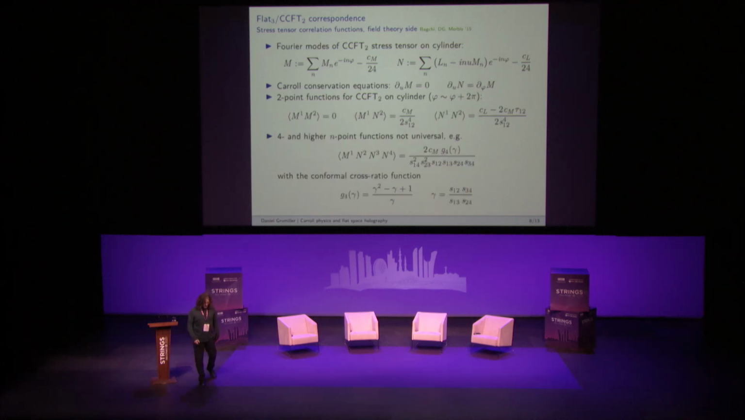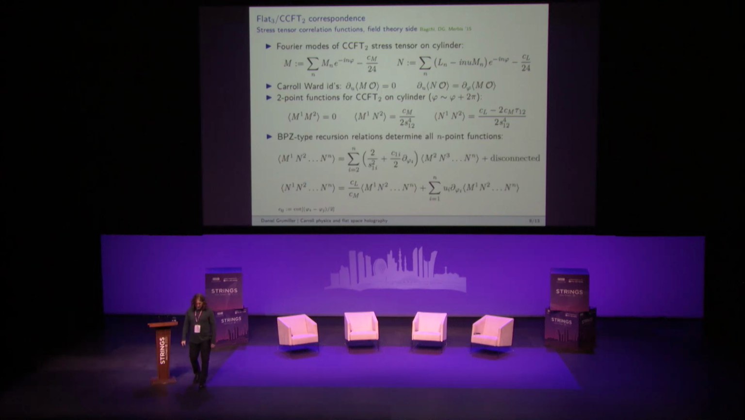And again, similarly to CFT2, when you go to 4 and higher n-point functions, you get functions of conformal cross ratios that are not determined by symmetries. But if you look at specific operators, of course, they are still determined. So for instance, if you look at this specific 4-point function involving 1 super translation insertion and 3 super rotations, you get a function of the conformal cross ratios, G_4, that is a simple rational function that you can compute.